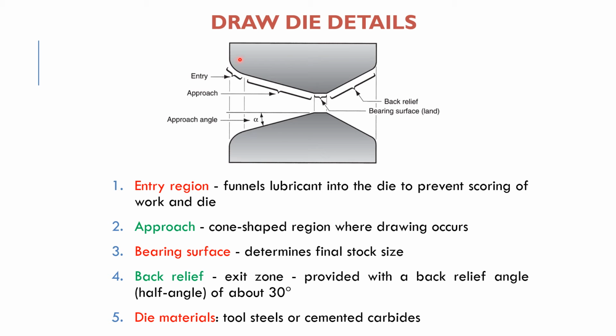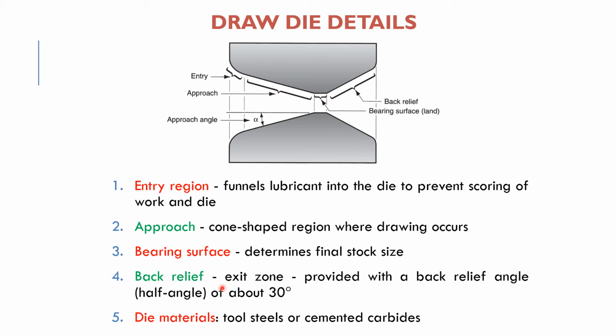Okay, so if you can see, the area here is a little bit round so that it will be easier for the work material to go into the area here. And then there is approach, where the cone shape region where the draw will start to occur. And then we also have a bearing surface. Okay, so bearing surface is where the land where the work material will start to come out.